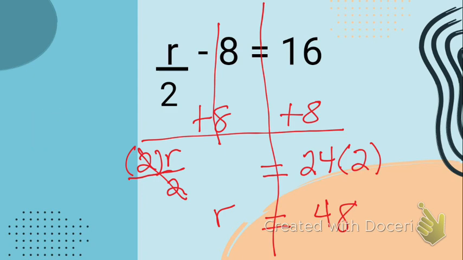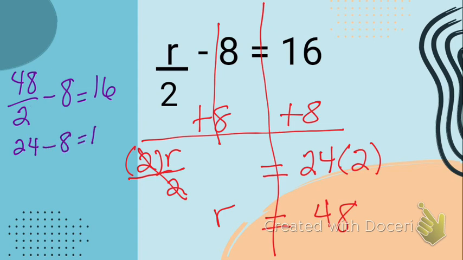All right, so I'm going to erase that right here because I'm going to go check our work right over here on this side, okay? So I'm going to say 48 divided by 2 minus 8 equals 16. Now, when we're solving it here, we're going back to check it. We want to go back and follow our order of operations. 48 divided by 2 is 24 minus 8 equals 16. We're going to keep simplifying. 24 minus 8 is 16. And this is a true statement. So our answer is correct.